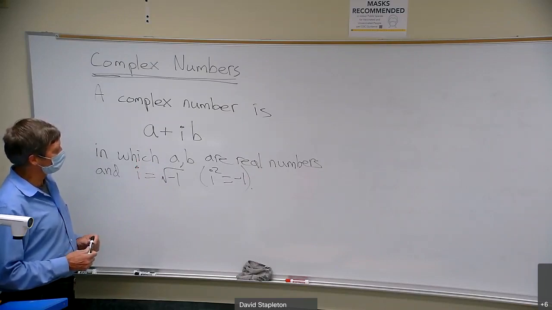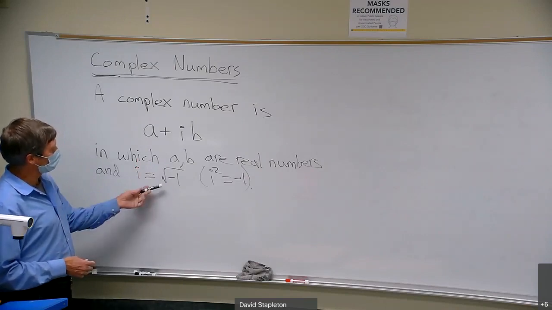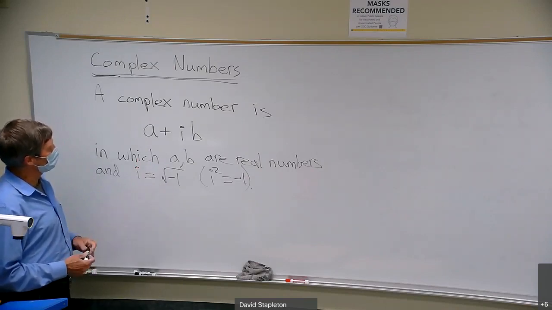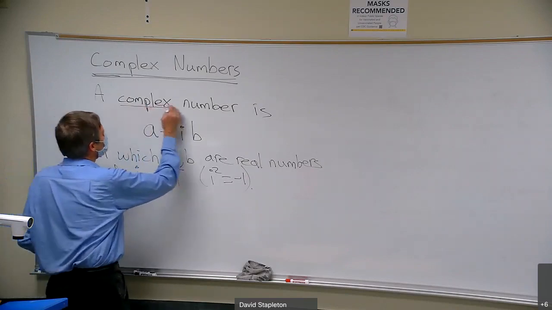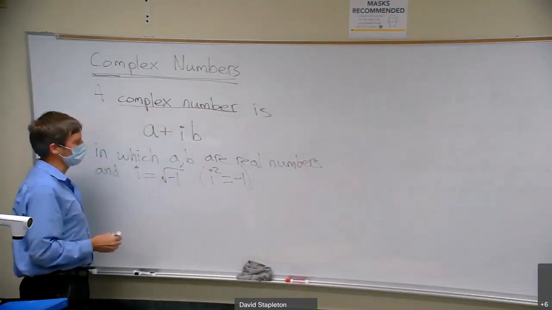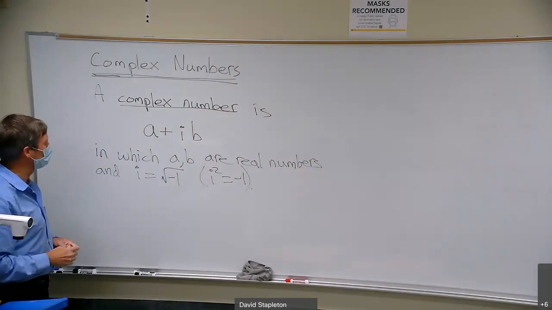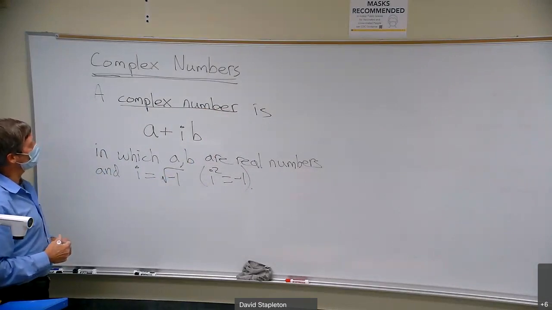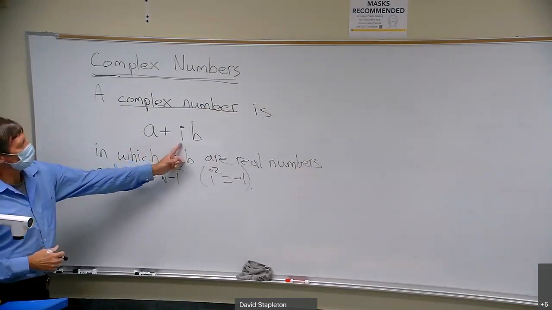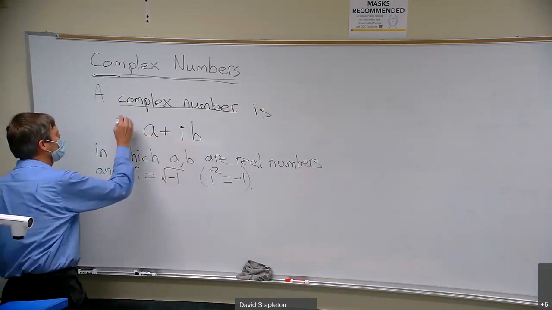He's a good mathematician. He didn't come up with complex numbers, but he did come up with this term imaginary for the square root of a negative number. So there's a complex number. It is a real number plus the square root of -1 times another real number.